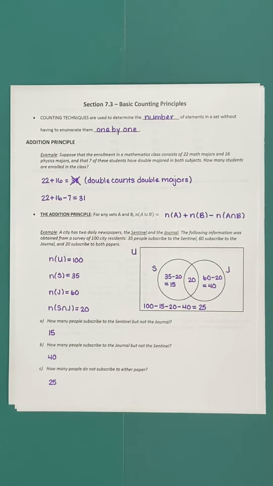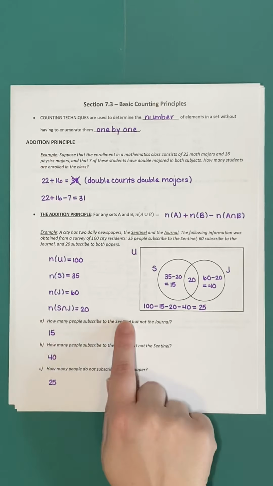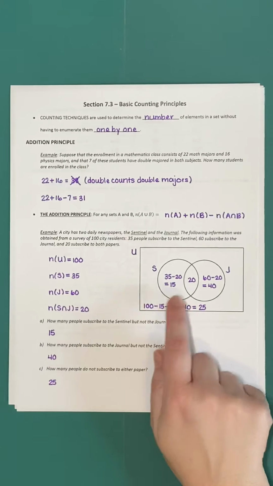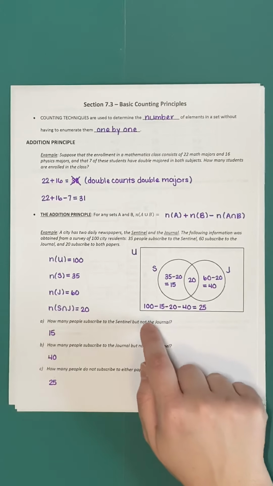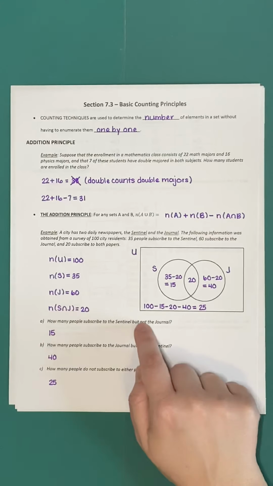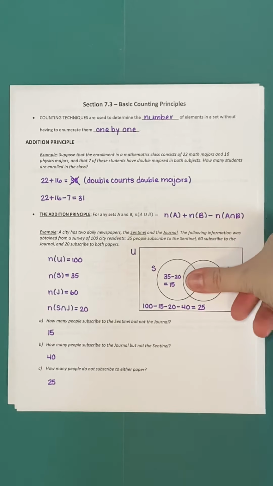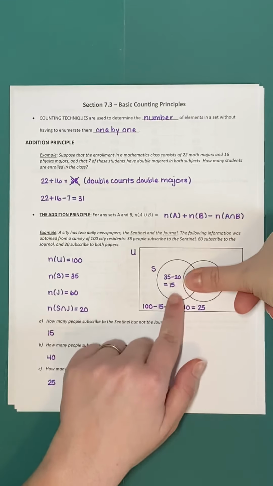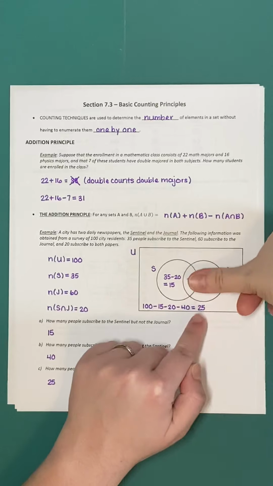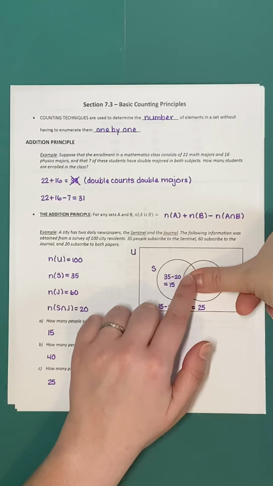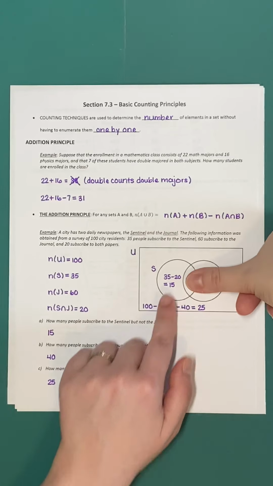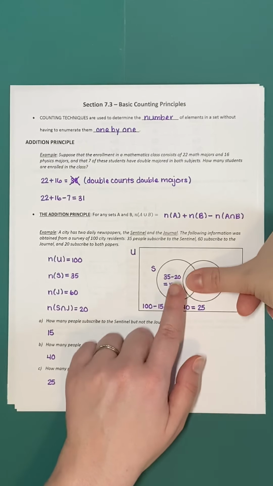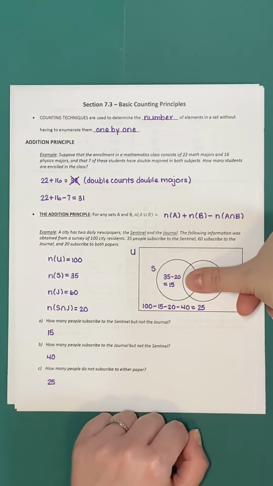Based on this labeling, let's answer a couple of questions. The first question is, how many people subscribe to the Sentinel but not the Journal? Where would we find this in our diagram? They subscribe to the Sentinel, so they fall into the set S, but not the Journal. Anytime you see that word not, think complement. We're taking Journal complement, which means delete the circle for the Journal. They fall into the Sentinel circle but not the Journal, which means we're not considering the people that overlap. So that's going to be 15. We have 15 people that subscribe to the Sentinel but don't also subscribe to the Journal.